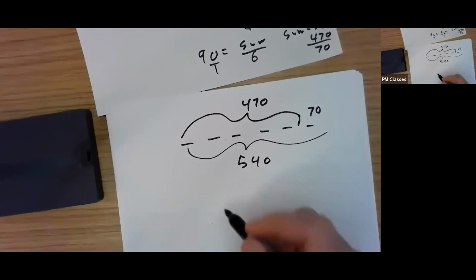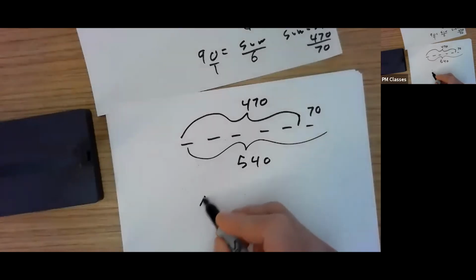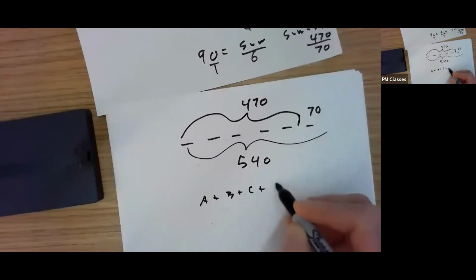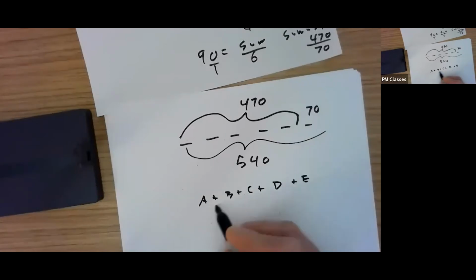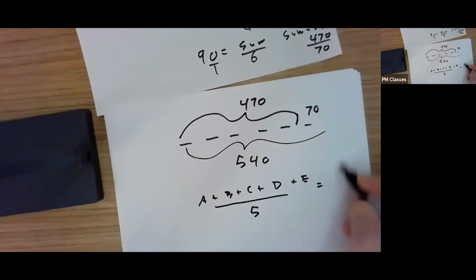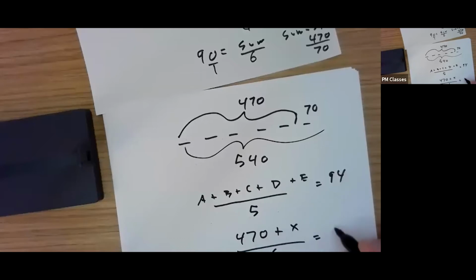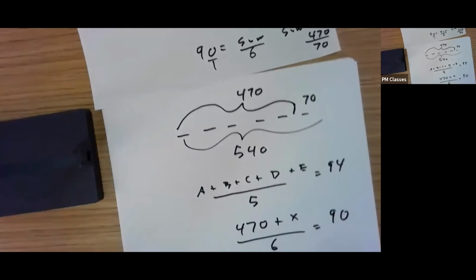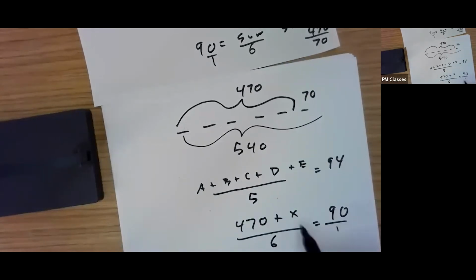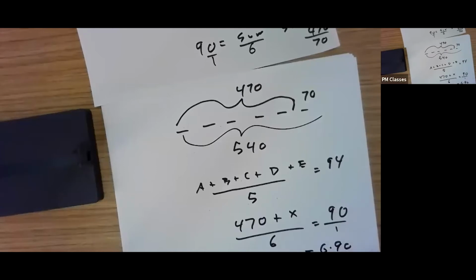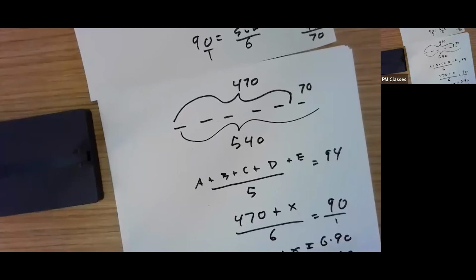The way that a lot of people might do this, and it's the same thing, is A plus B plus C plus D, that's 4, plus E, divided by 5 would equal 94, and that would give me the same thing. What some people then do, once they figured out that that's 470, 470 plus, I'll call that X, divided by 6 equals 90. Same thing, folks. 470 plus X, 6 times 90, 540.